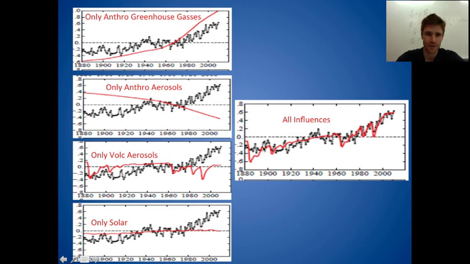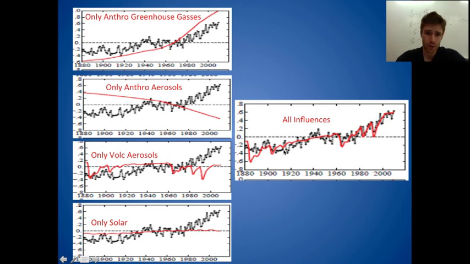So the first answer to why CO2 and temperature don't move up and down together perfectly is that there's a lot of other things you have to consider. So CO2 and other greenhouse gases are causing warming in the long run, but you also have to consider aerosols, both from volcanoes and from human emissions, as well as solar variability. And when you do, you get a much better representation of temperature.